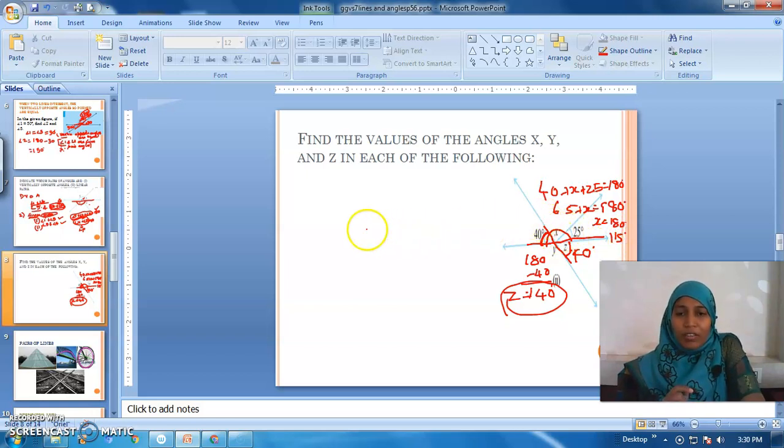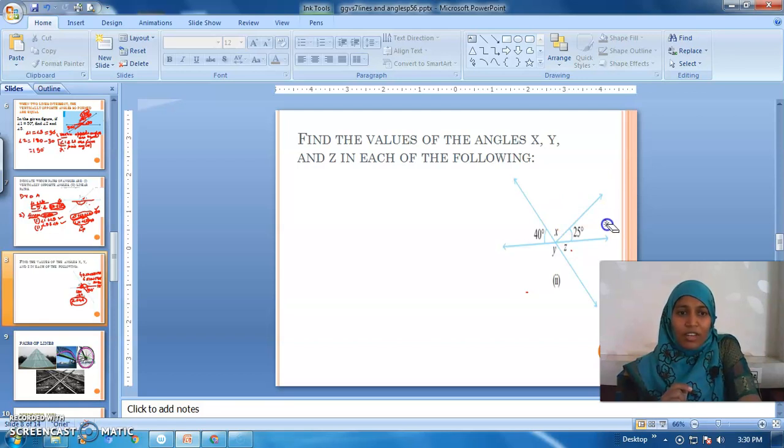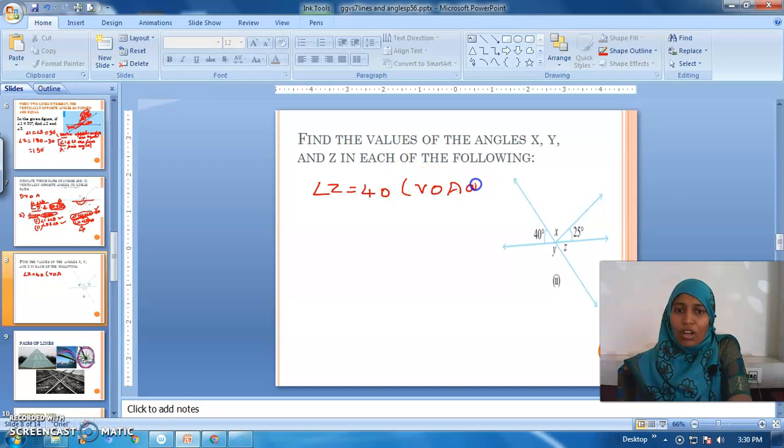Okay. But if you have to write in steps, make sure you state the reason in each and every step. Okay, children. Shall we do it in steps now? In competitive exam, you can just do it roughly as I did now. But when it comes for descriptive type, you should go in for proper method. So, let us begin with angle Z is equal to 40, because vertically opposite angles are equal. You have to state this reason.